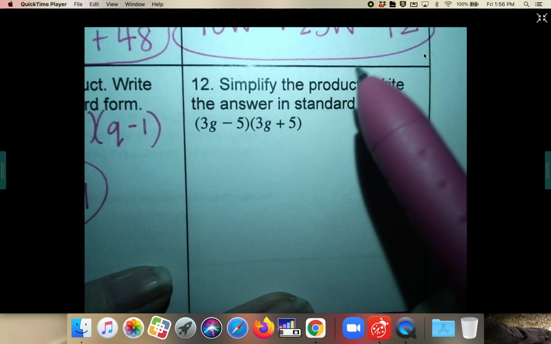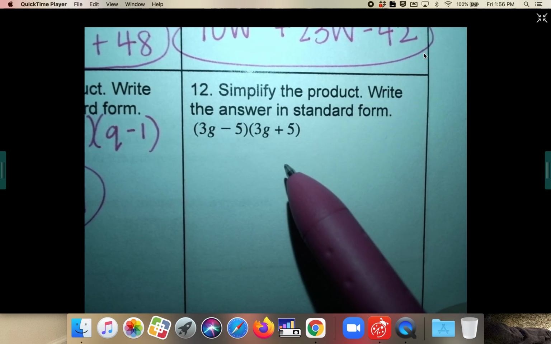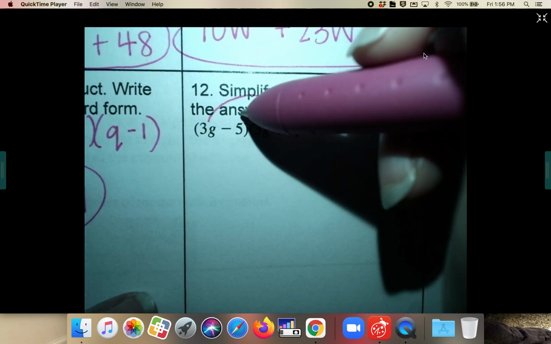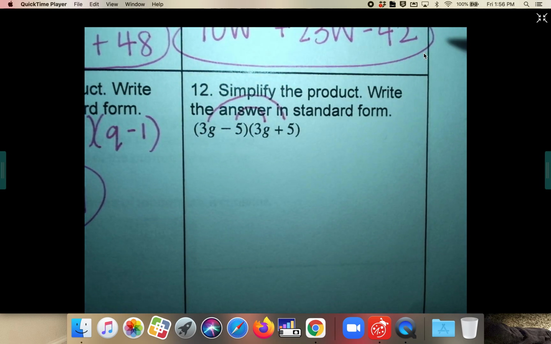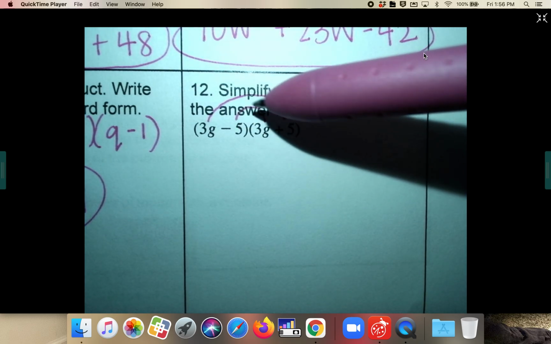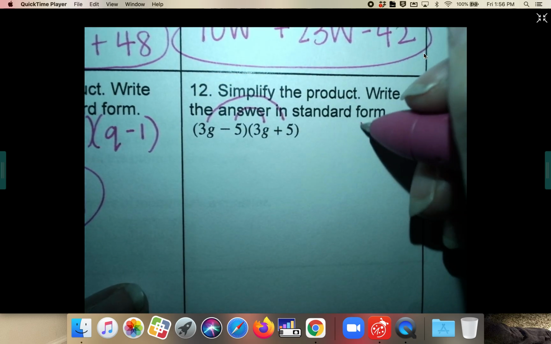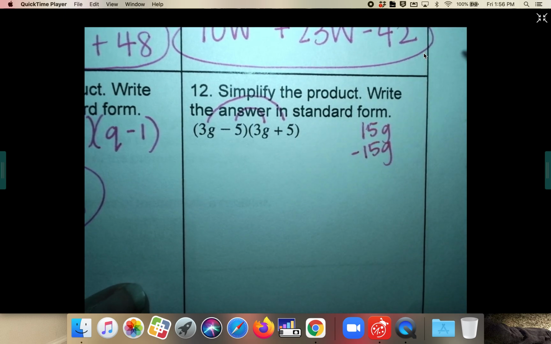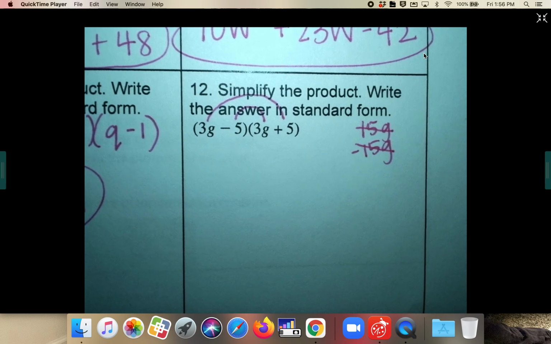Okay, again, the cool thing about this, if you don't want to box or FOIL it, is right away you should recognize that the outsides and the insides are opposites. If I foiled this, my outsides would be 15g and my insides would be negative 15g. And if you think about it, 15g plus negative 15g are opposites. They are going to cancel each other out.